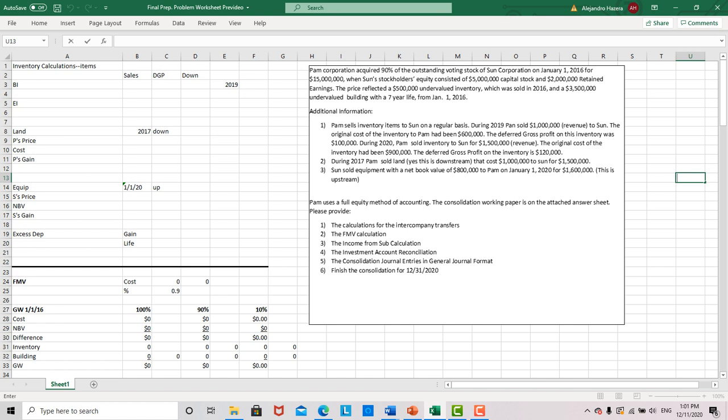Okay, then number 2, you have a land transfer. That's a downstream land transfer during 2017. That was 3 or 4 years ago. PAM sold land, yes, downstream, that cost $1 million to Sun for $1.5 million. So that's a downstream transfer of land 3 years ago, with a $500,000 gain. And then number 3, Sun sold equipment with a net book value of $100,000 to PAM on January 1st, 2020. So this is this year, and this transfer is upstream.